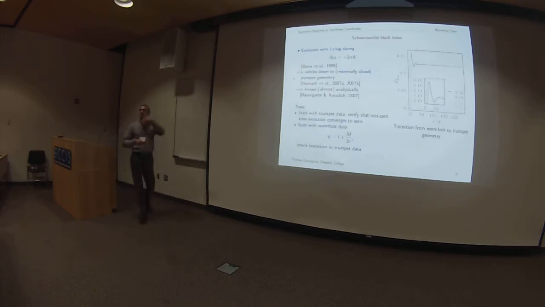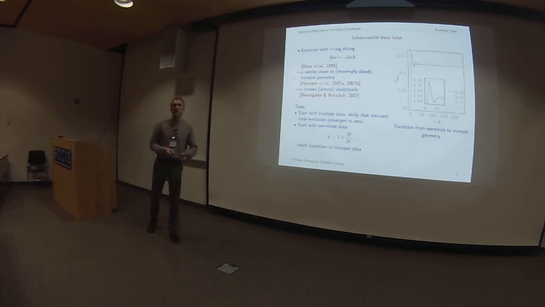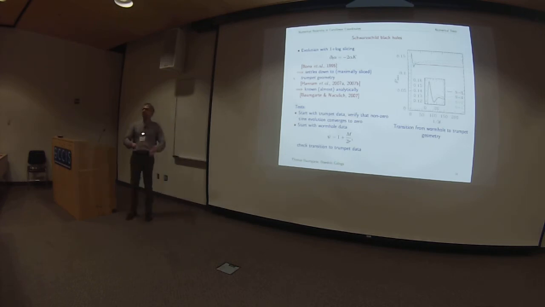Here you can check the black holes. These are just Schwarzschild black holes for now. We can set this up in different ways. We could start with black holes represented in wormhole geometry. We could then evolve this with a 1+1 slicing condition, and you will see the geometry settle down to a trumpet geometry. Or we could start with the analytical expressions for trumpet geometry and then check that the evolution converges away at the expected rate as you evolve this. So there are different ways of doing that.